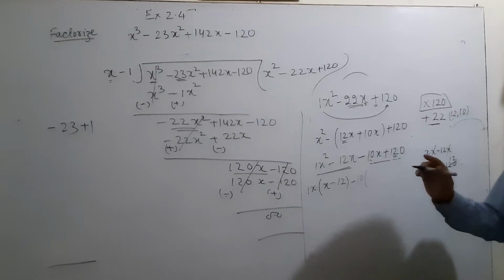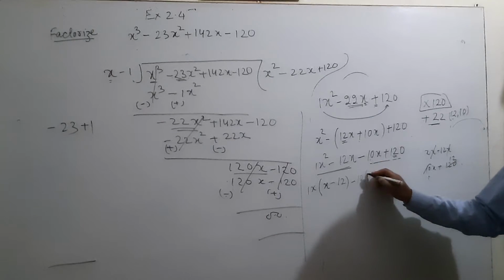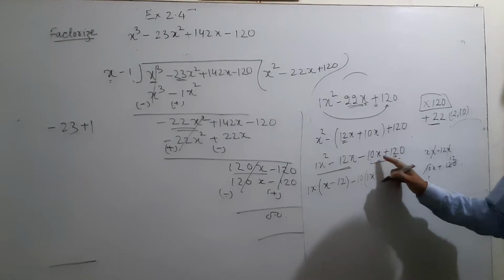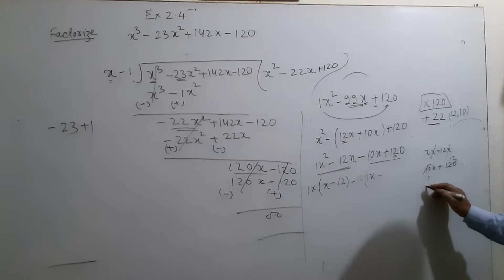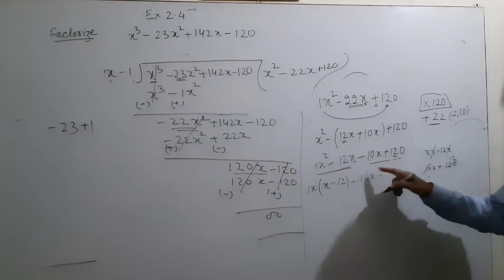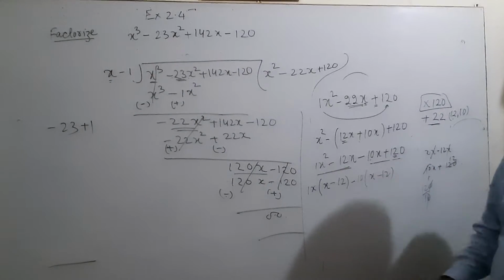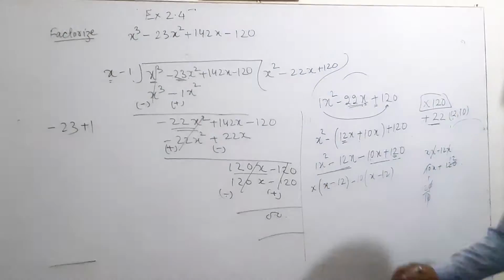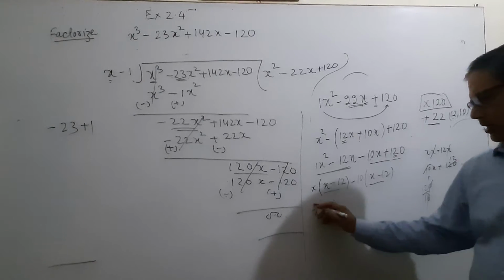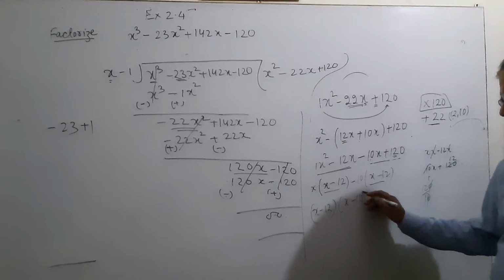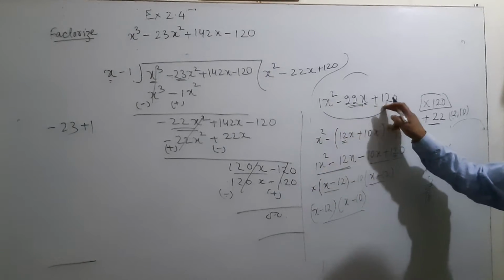The first term we need not write. Here is 10. 10 ones are 10. And what is left now? X. Here is plus, here is minus. Minus, plus, minus. 120 divided by 10 is 12. This one is not compulsory to write. Both should be the same. So what is the same? X minus 12. And now what is left? X minus 10. These are the factors of x square minus 22x plus 120.